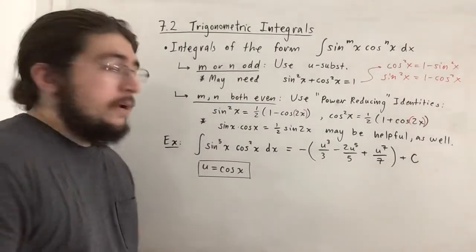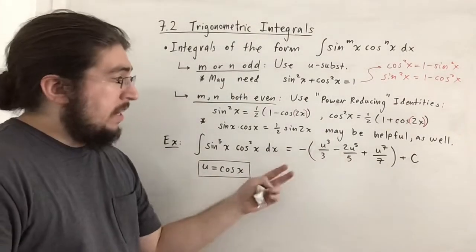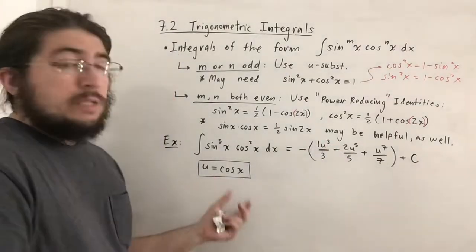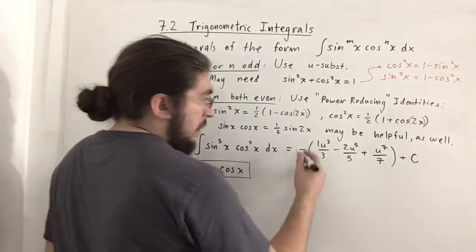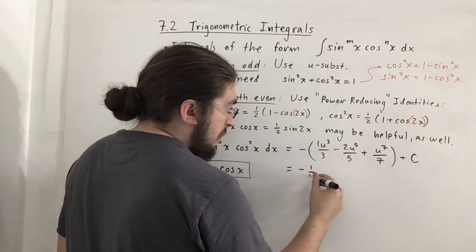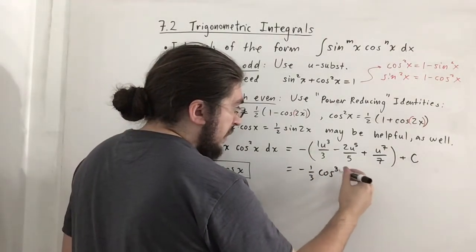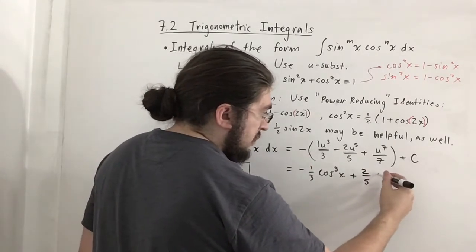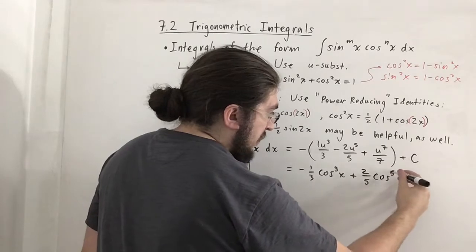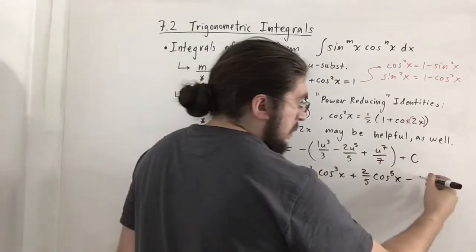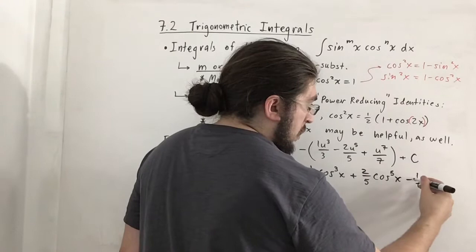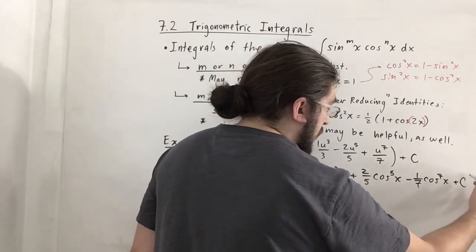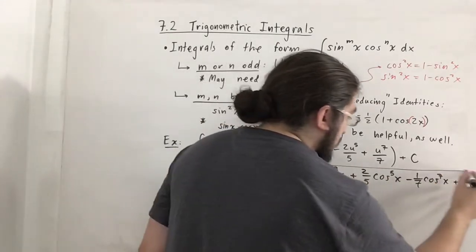Alright, so I've cleaned things up here, and now all I'm going to do is distribute the negative and rewrite these as fraction coefficients, as well as replace u with cosine. So after distributing the negative and doing that, we get negative 1/3 cosine to the third of x plus, because of the double negative, 2/5 cosine to the fifth of x, and then minus 1/7 cosine to the seventh of x, and then finally plus our constant c, and that'll do it for this problem.